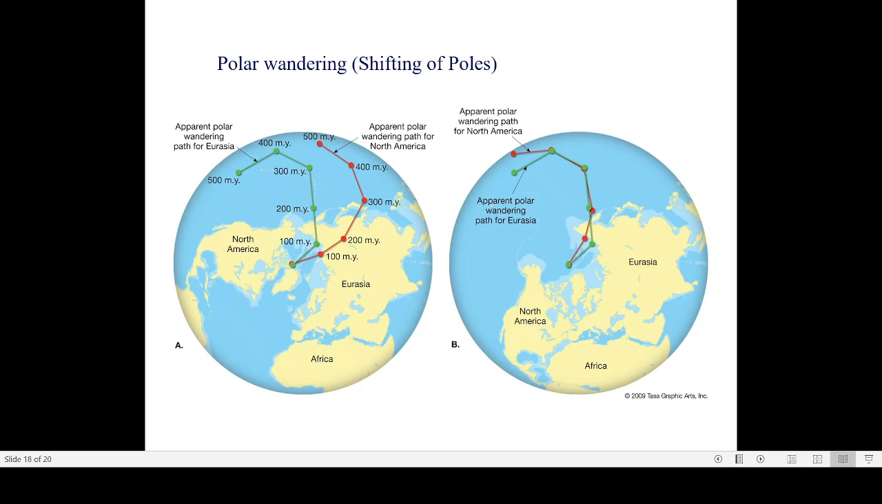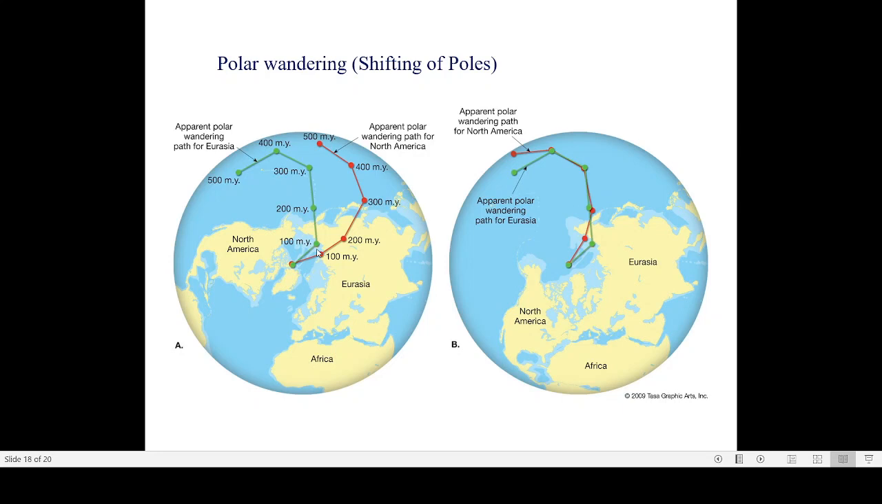Here, this is another event called shifting of poles. Earlier, I discussed it with you. Right now, this is the shifting of poles, otherwise known as polar wandering. Here you can see this is the present geographical north.